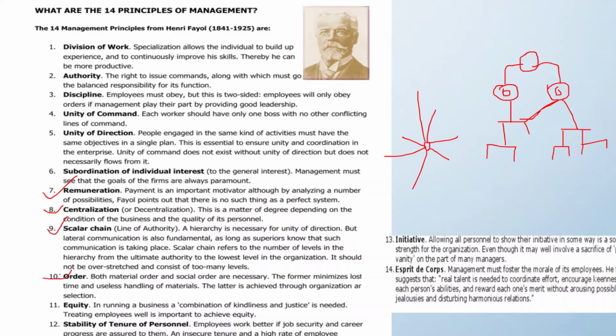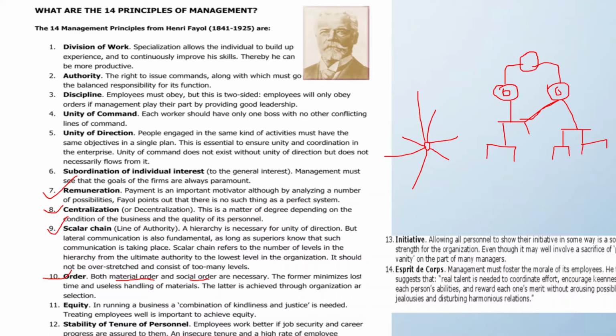Then comes order. Both material order and social order are necessary. The former minimizes lost time and useless handling of materials. The latter is achieved through organization and selection. So order is both material order and social order. Material orders are those resources and all. Social order is human resources order.